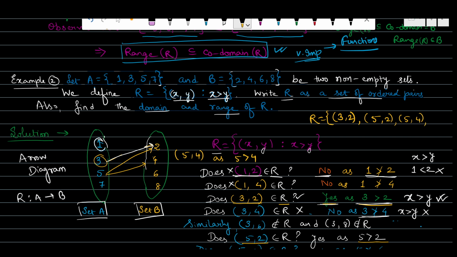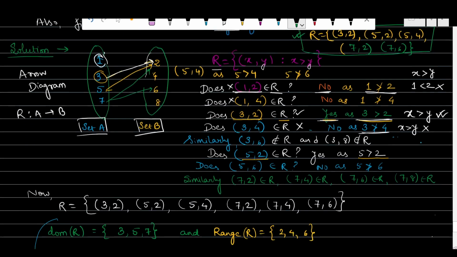Next, is (5, 6) possible? No, as 5 is not greater than 6. This is the symbol for not greater than. So (5, 6) is not possible, so any further pair with 5 is not possible. Similarly, can we take (7, 2)? Yes, as 7 is greater than 2. Now can we take (7, 6)? Yes. Why? As 7 is greater than 6. Can we take (7, 8)? No, as 7 is less than 8. So this forms our answer, R as the set of ordered pairs.